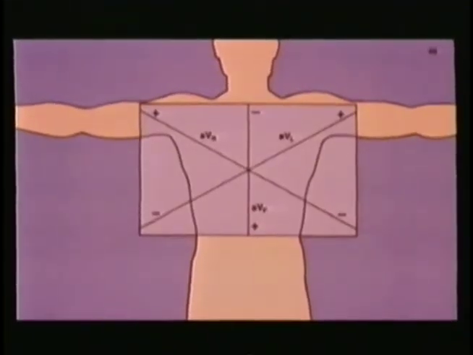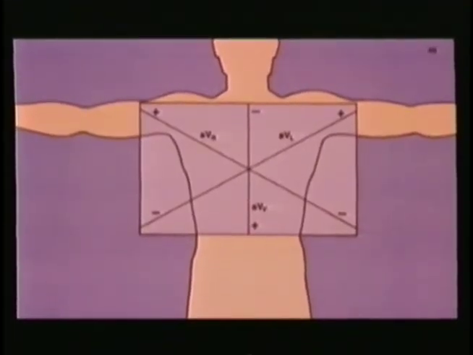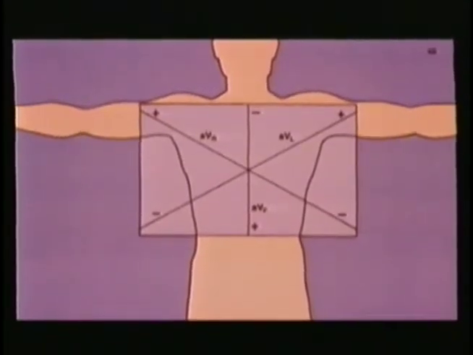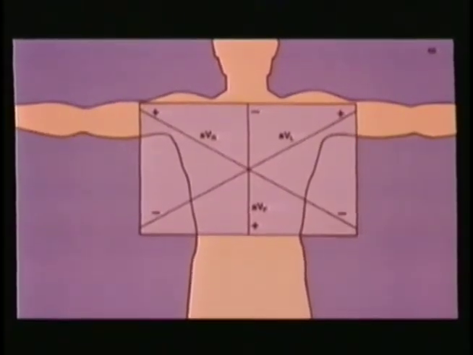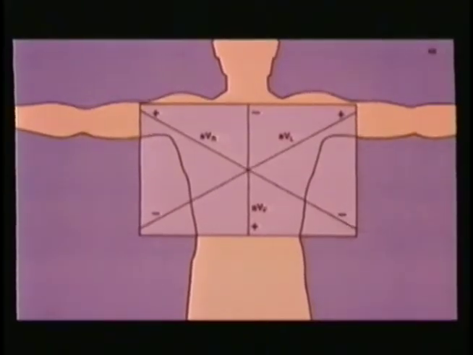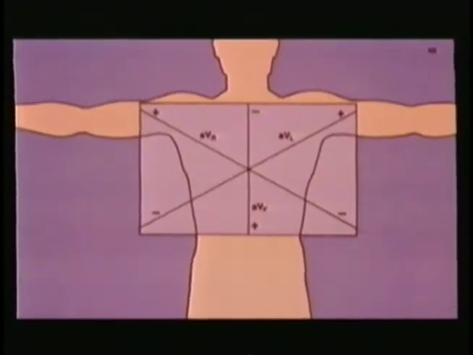46. Lead axis AVL compares the potential at the left shoulder with the zero point between the right shoulder and the pubic symphysis, and AVF compares the difference between the potential at the pubis and the zero point between the shoulders.